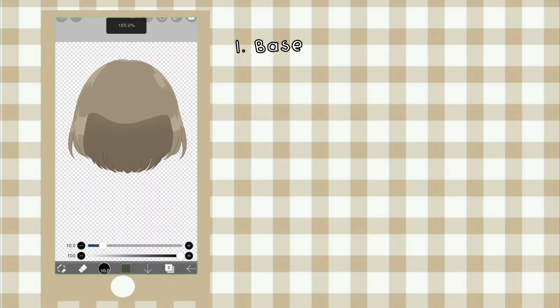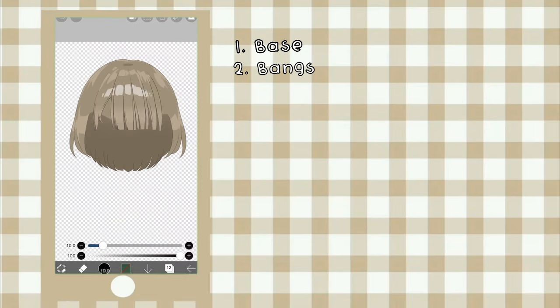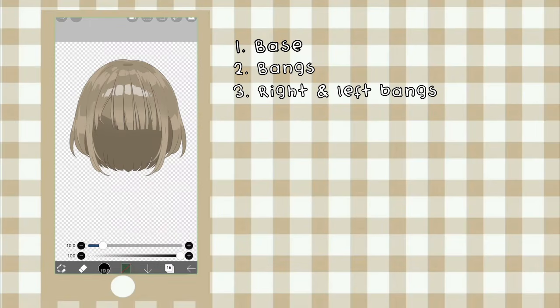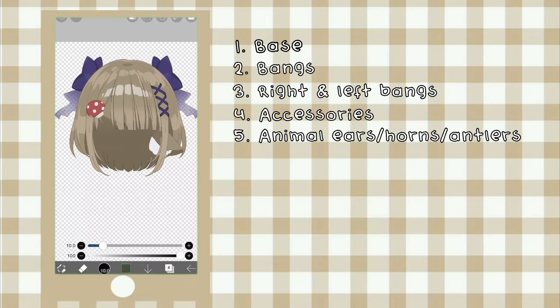Now let's look at the hair. There's the back layer of the hair, the bangs, the right bang, the left bang, any accessories that you want to add on. I have quite a few accessories in my hair. Any ears, if you have any animal ears.